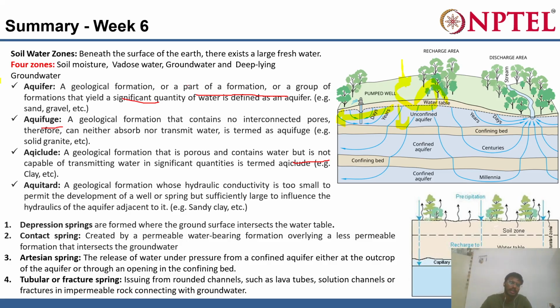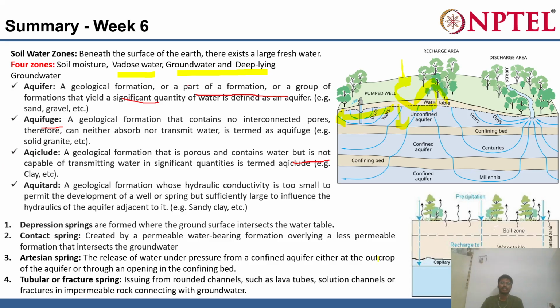So, to understand the groundwater hydraulics part, first we understood the soil water zone. Soil is just beneath the surface, and there exists large fresh water. So four zones we can define. First is the soil moisture, then you have the vadose zone, also called the unsaturated zone, then you have groundwater and deep lying groundwater. Okay.